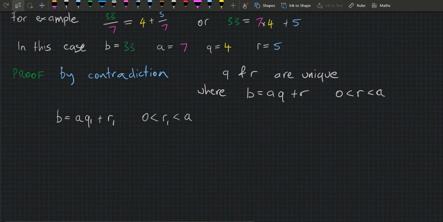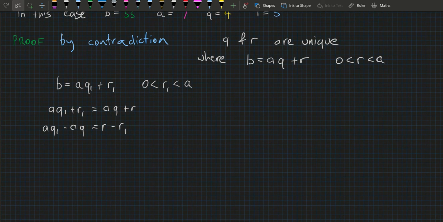Okay, so if that was true, then because they're both equal to B, that means that A Q1 plus R1 is actually equal to A times Q plus R. So if I subtract the AQs from both sides and the R1s from both sides, then all we need to do now is factor out the A.